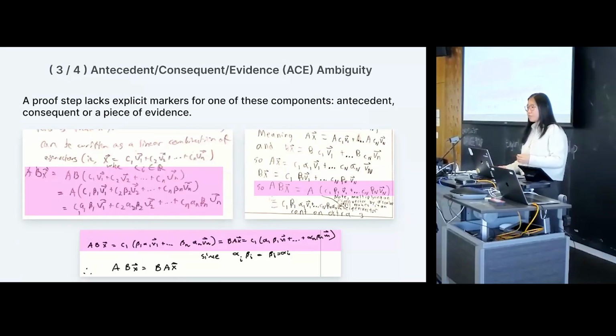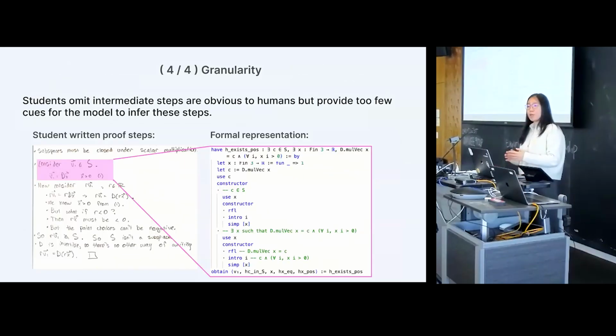And the next step is what we call antecedent, consequent, and evidence ambiguity. This ambiguity arises when it is unclear what the antecedent and what the consequent is within one proof step. And the final type of ambiguity is what we call granularity ambiguity, which concerns the level of detail provided in a proof step. Often, a formal language such as Lean requires much more detail than what is commonly accepted as rigorous in a human-written proof.